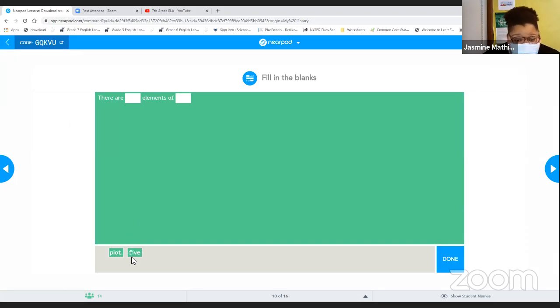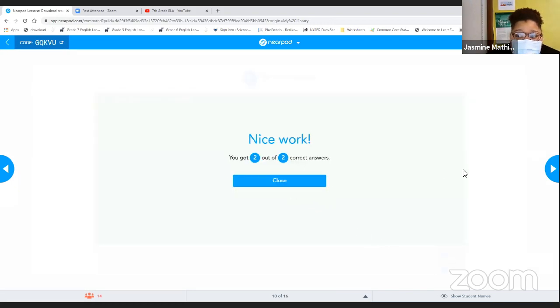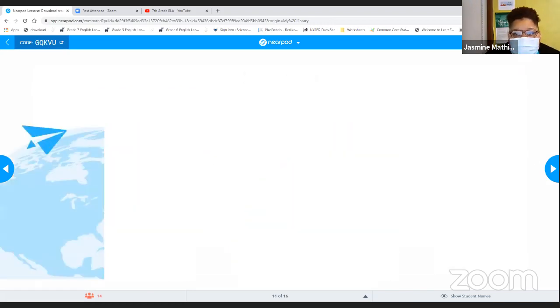Fill in the blank. How many elements of a story are there? You can tell me in the chat. How many elements of a story are there? How many? How many elements of plot are there? Five. Maybe. There we go. Oh, I got two out of two correct.